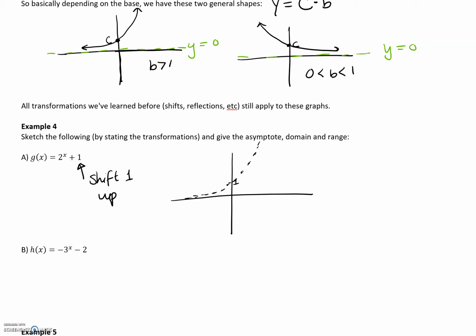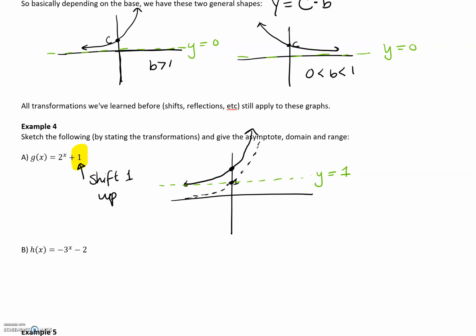And if I shift up 1, that y-intercept of (0, 1) is going to go to (0, 2) and look like that. And I also have to keep in mind that that number is going to become my horizontal asymptote, because my horizontal asymptote used to be at 0, but now it got pushed 1 up. So a rough sketch of 2 to the x plus 1 is just going to be the graph we've drawn here. The domain and the range, no big deal, right?